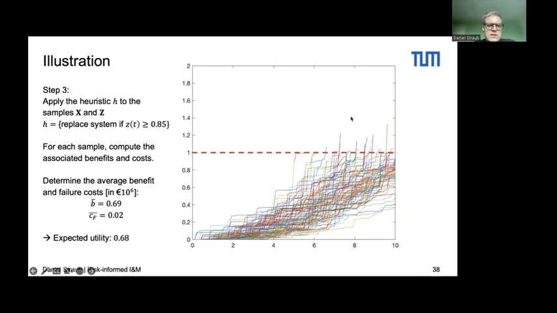We can now calculate the cost, the expected failure cost, or the risk that we have, by taking from each trajectory all the costs associated with it, whether we do replacement or not, and whether it has failed or not. That gives us these two things: the risk, the expected failure cost, and the benefit. The benefit is associated with the system running, because each time instance the system works, we have a benefit. In the end, we have an expected utility, which is the difference between benefit and risk.